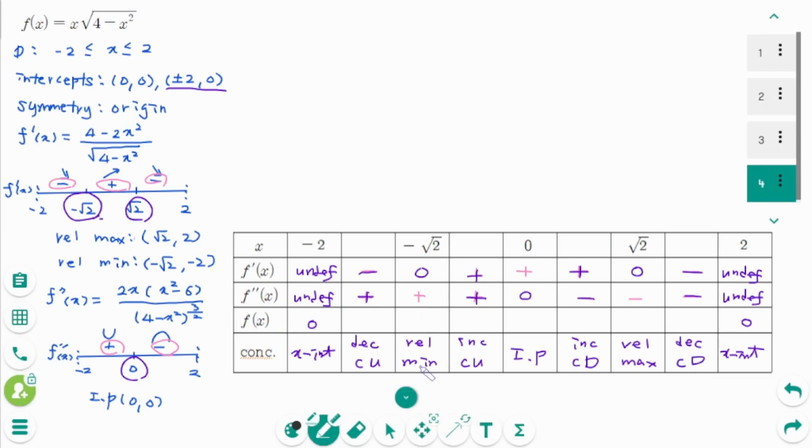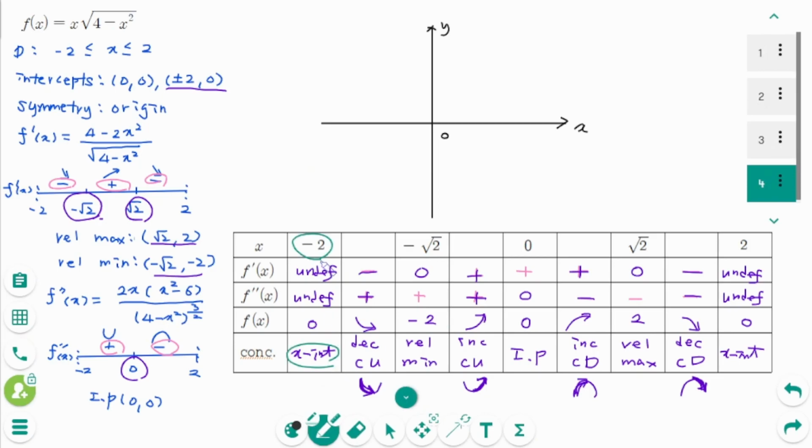Then the relative minimum is (minus square root of 2, minus 2). And the relative maximum is (square root of 2, 2). This one. And concave up and decreasing only at this part. The shape is like this. And concave up, increasing at only this part. And concave down, increasing only at this part. Concave down, decreasing only at this part. And the inflection point is (0, 0).